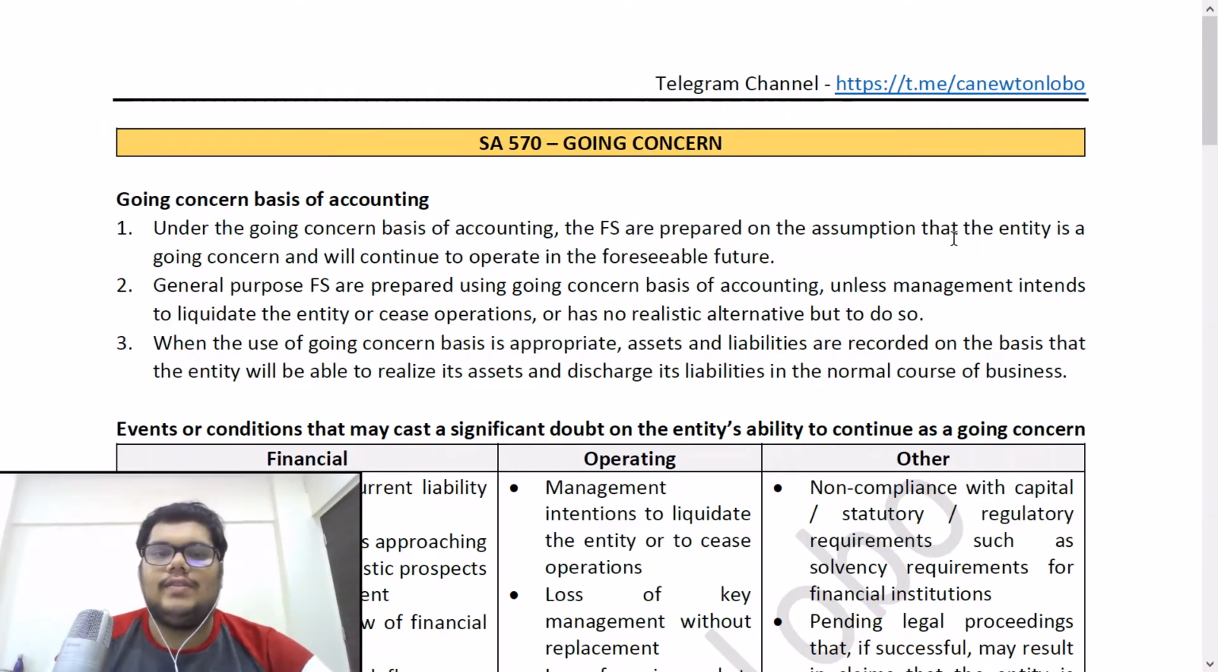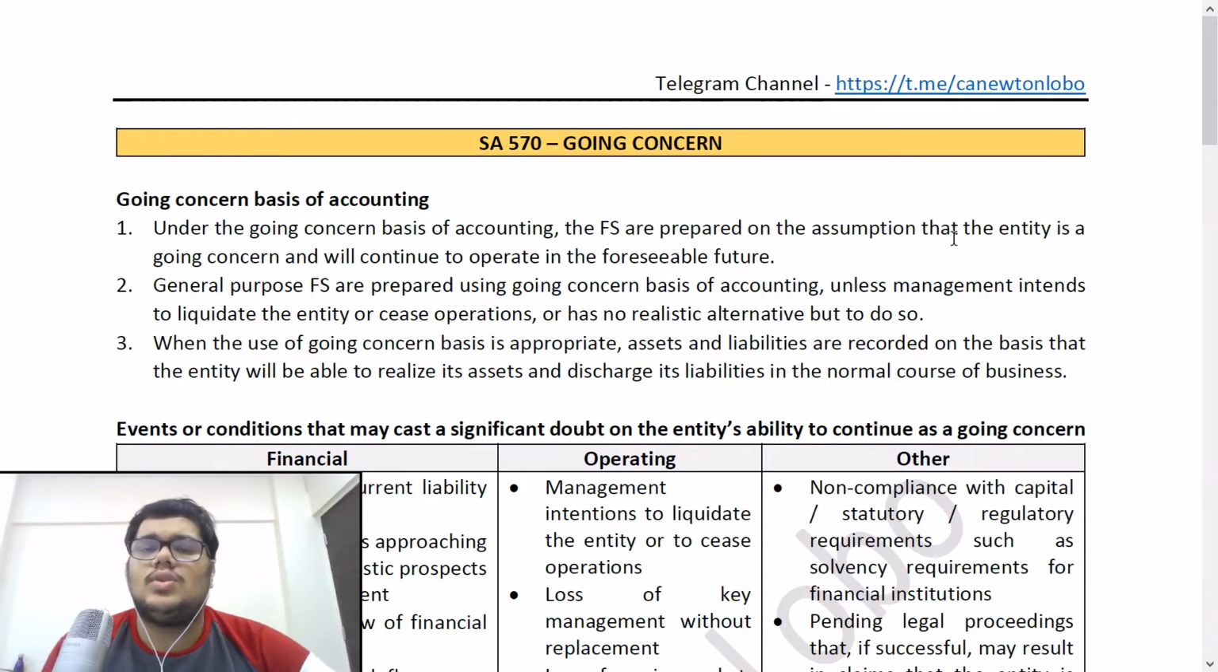Hi guys, so today we'll be studying ISA 570, which is on going concern. Now first let's discuss the meaning of this terminology called going concern. We keep using and hearing this concept a lot in accounting and in auditing. We always keep hearing that the going concern basis should hold true for a company in order to prepare its financial statements on the going concern basis.